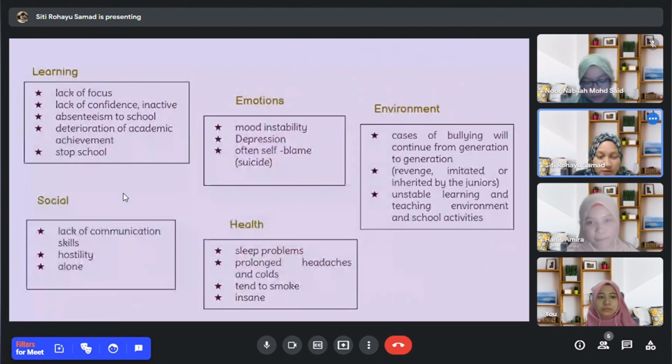So as can be seen, there are 5 points that I have attached. As we know, this case of bullying has had a huge impact on the students or bully victims in the aspect of learning, emotions, social, health, and environment.